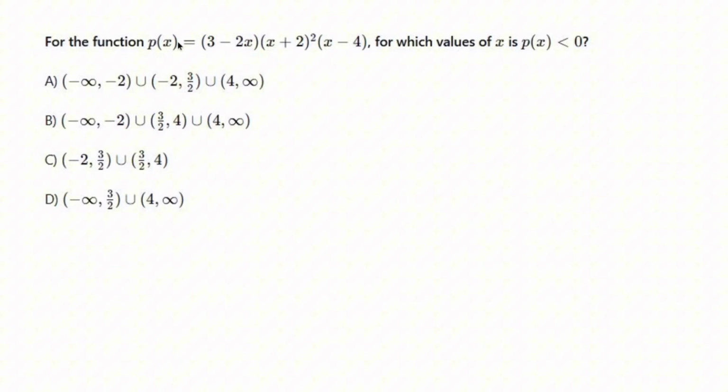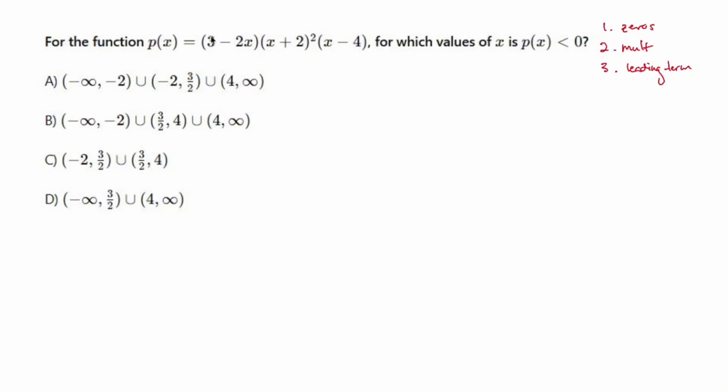For the function p of x is equal to 3 minus 2x times the quantity x plus 2 squared times the quantity x minus 4, for which values of x is p of x less than 0? All right, so we have ourselves a gross-looking polynomial. Whenever you're asked to find out where it's above or below the x-axis, you're looking at 3 things first. Thing number 1 is you need the zeros. Once you find the zeros, you care about the multiplicity. And then once you figure out the multiplicity, you're going to find your leading term so you know the behavior of the graph. So let's find our zeros first.